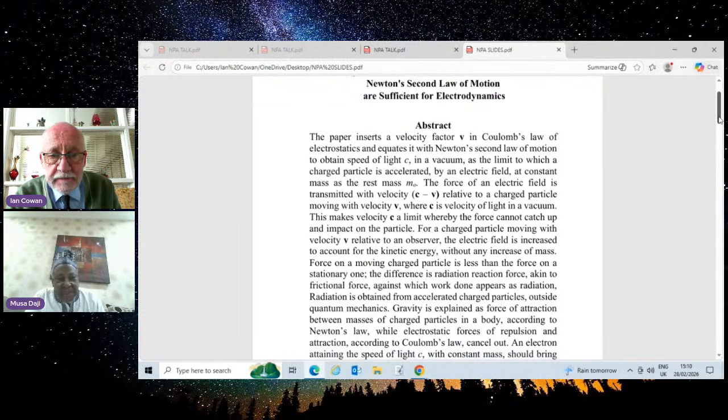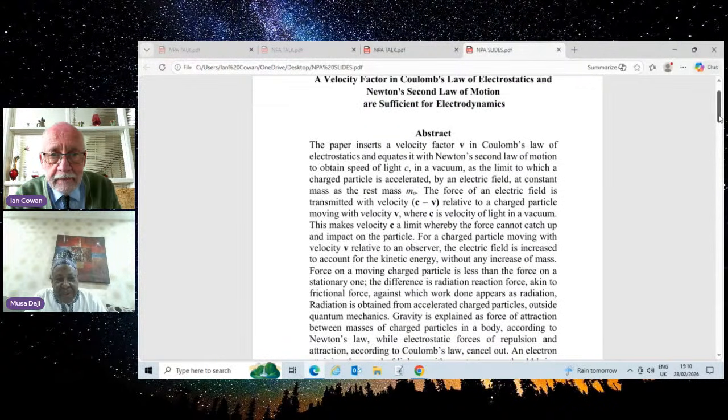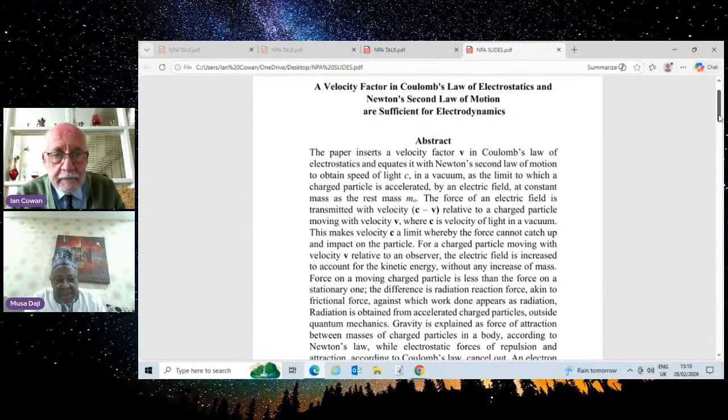Just as a prelude, you can start by saying that the problem of physics today lies in making Coulomb's law independent of the speed of the charged particles. Once you put a velocity factor in Coulomb's law, everything comes to light.